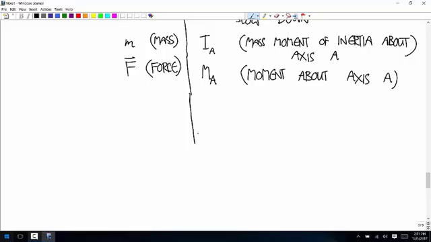Okay, now get ready for serious popcorn brain. The equation that we use for particle kinetics is F equals ma. For angular kinetics, the angular version of the force, this moment about A, is equal to the angular version of the mass, I sub A, times, what do you think? Angular acceleration.